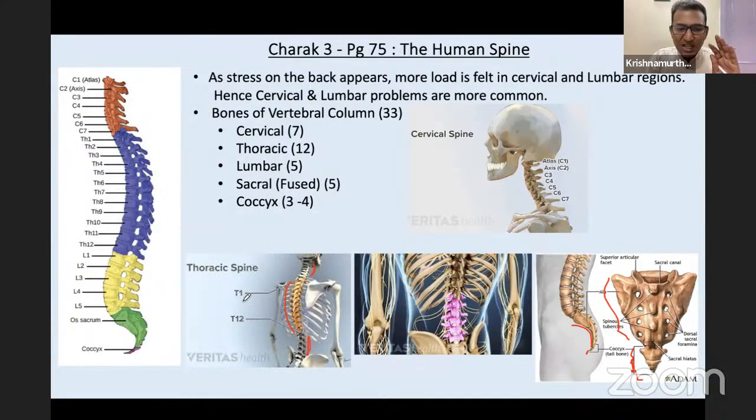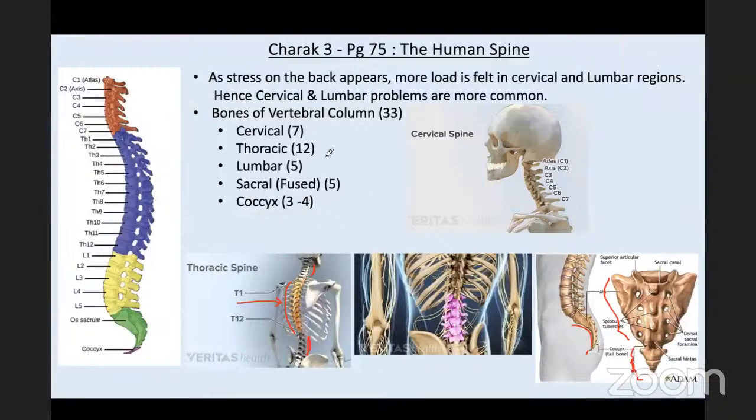Okay, so generally in the thoracic part of the spine, there is no problem coming because it is well supported. Is this part clear? Yes, sir.